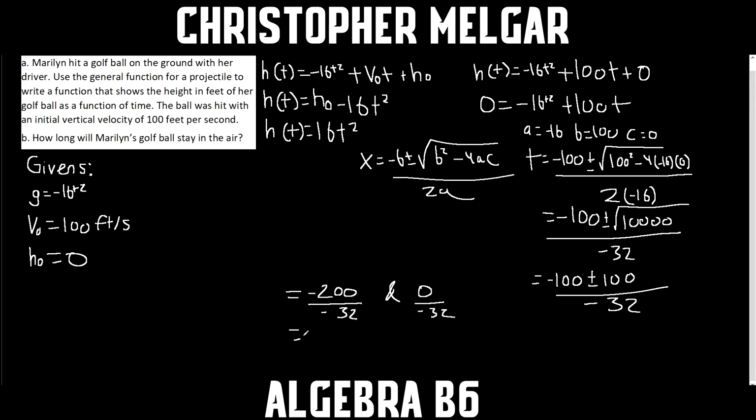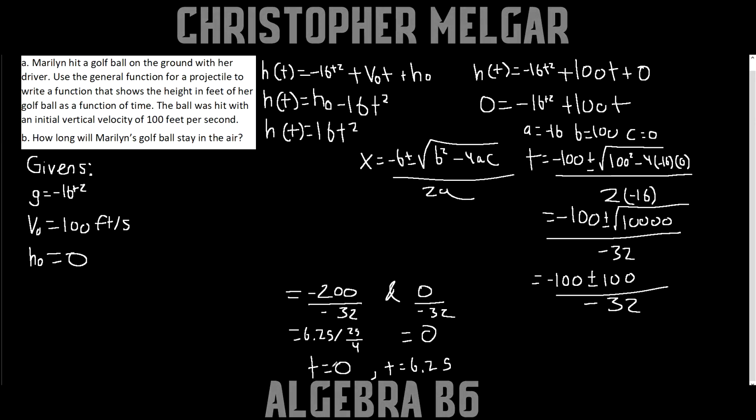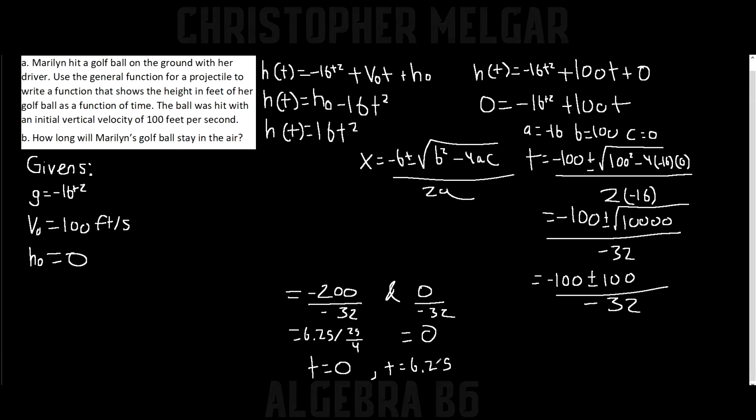So our answer for this is 6.25, or 25 over 4. And then this is obviously 0. So we get time equals 0 and time equals 6.25. And this represents when the ball was launched and when the ball hits the ground.